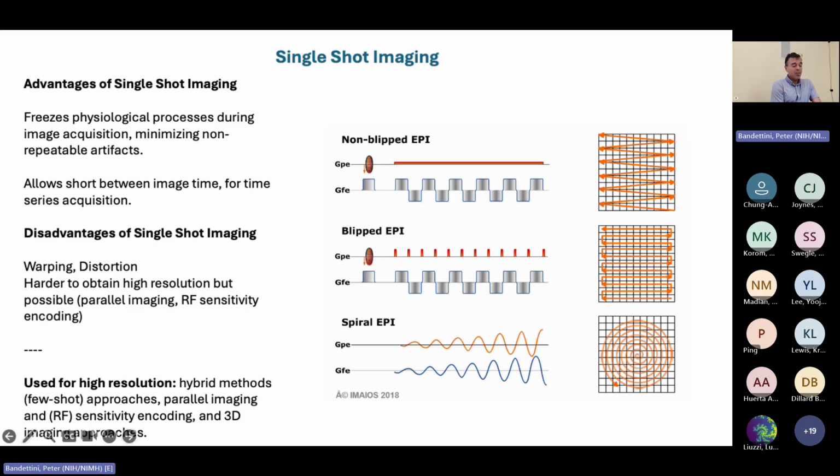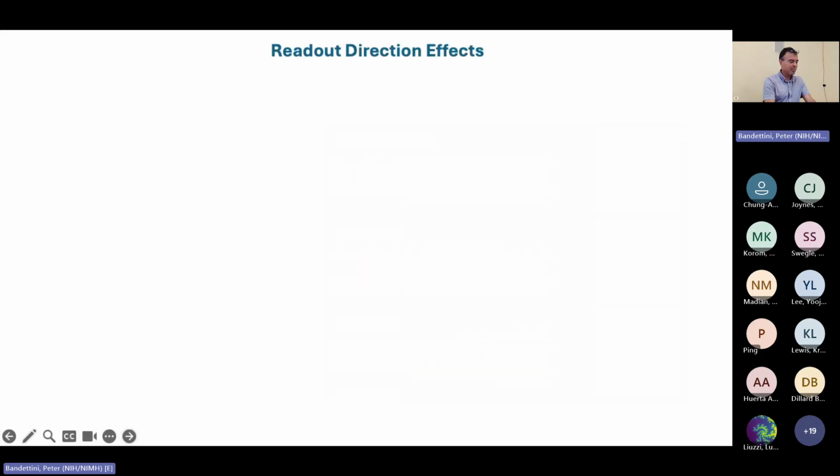There are other strategies. There's spiral scanning, in which you go from the center out, which is great. But there are artifacts associated with each type of approach that are different as well. We typically like echoplanar imaging, which zigzags through K-space.